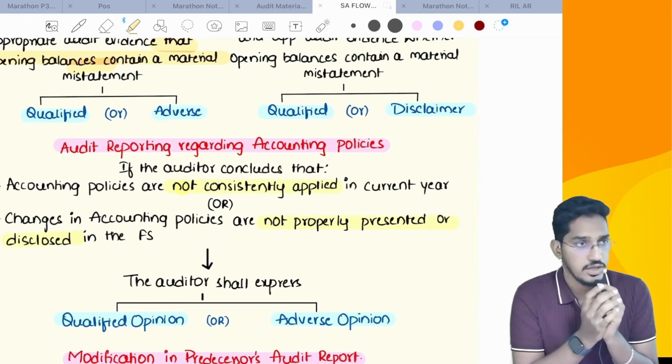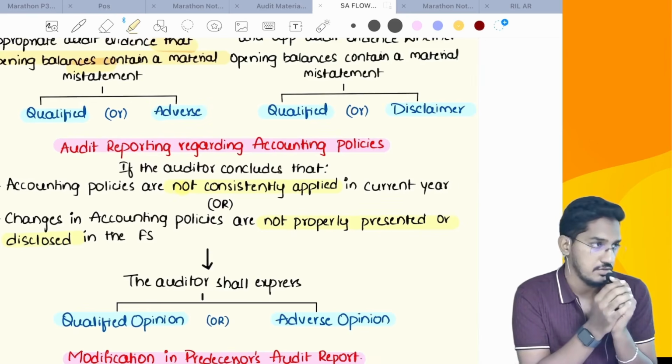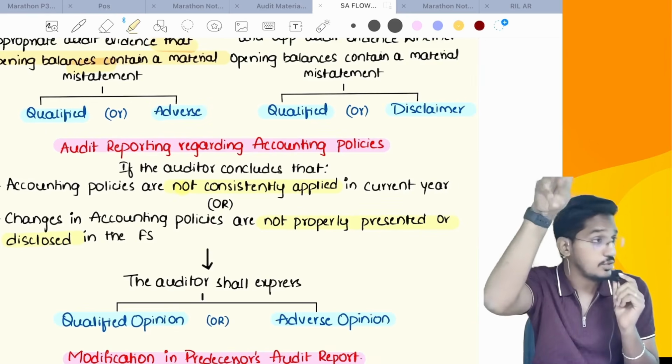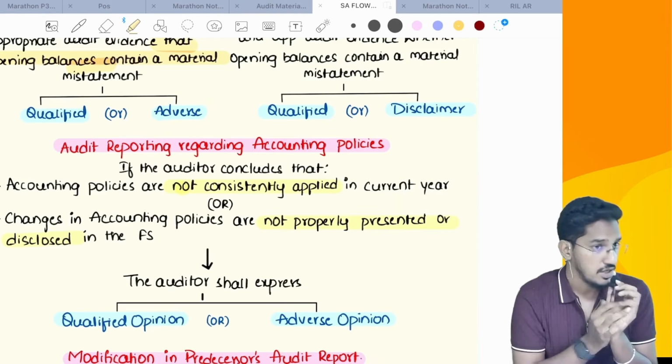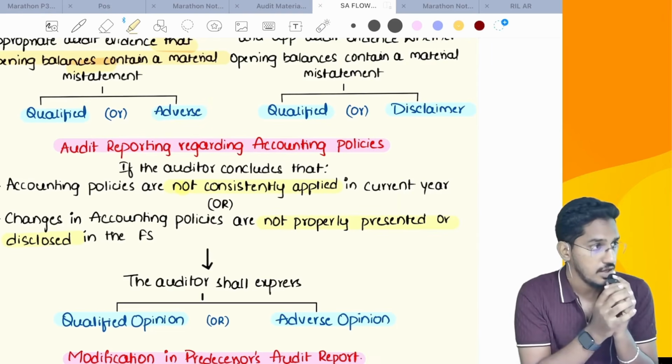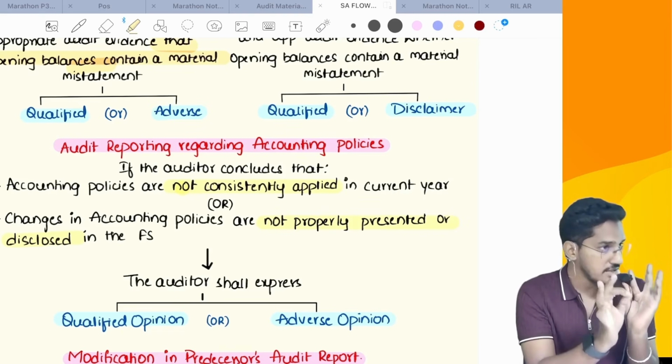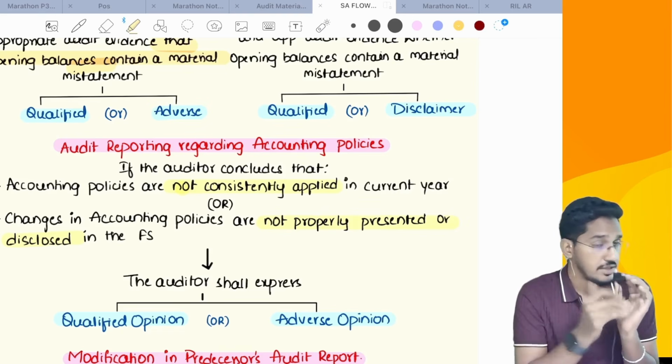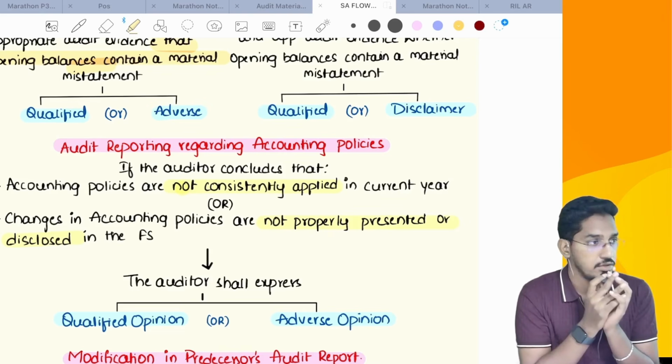Here the standard did not say what to do if there is no audit evidence. For opening balances, they have told two cases: you have evidence, you don't have evidence. But for accounting policies, they talked about only one scenario. What is that? If you have evidence, then you give either qualified or adverse. They did not say about no evidence.